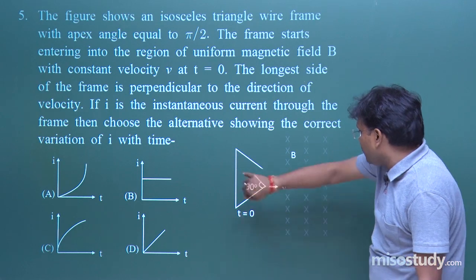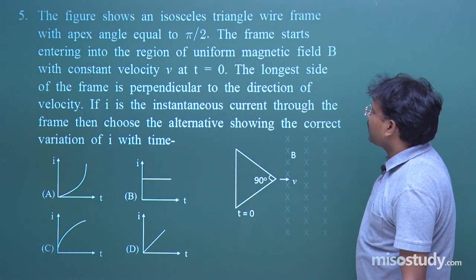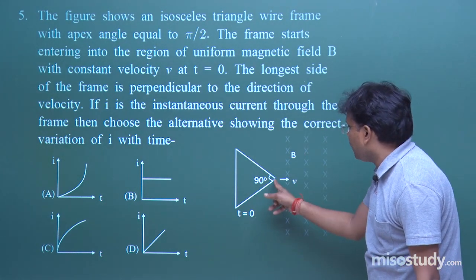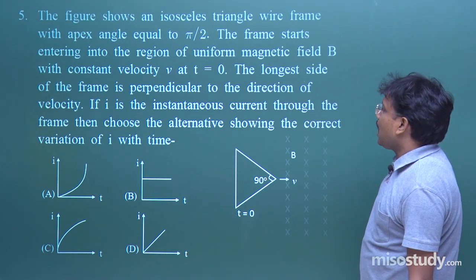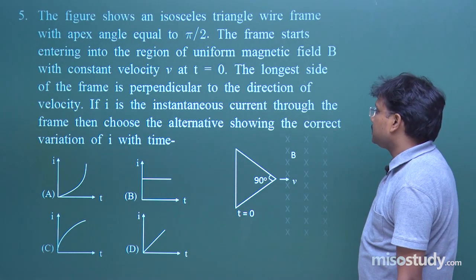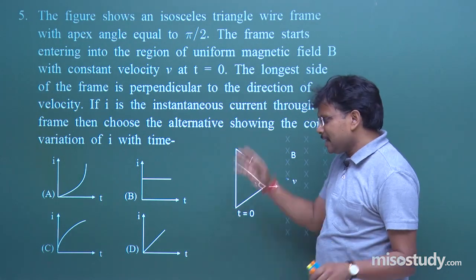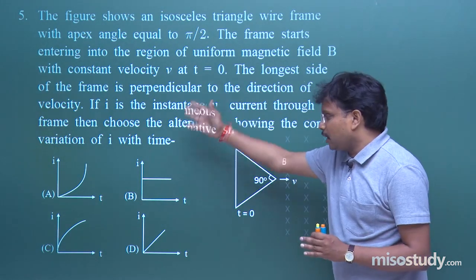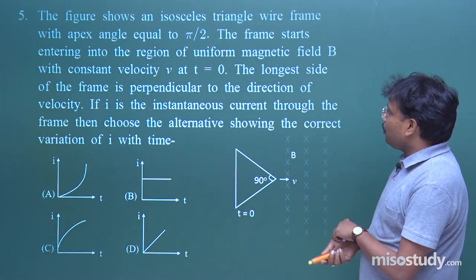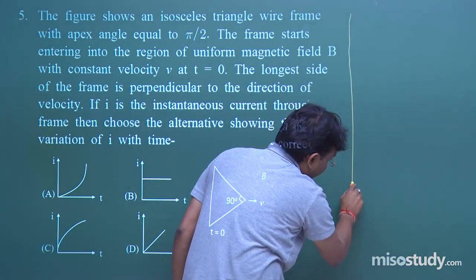The frame starts entering with uniform velocity v. The longest side of the frame is perpendicular to the direction of velocity. This one is the longest side and this is the velocity. If I is the instantaneous current through the frame, then choose the alternative showing the correct variation of I with time. You need not calculate, you just have to visualize and then you can find out the expression and then this graph, okay. So, I hope the diagram is clear. Let me explain it.